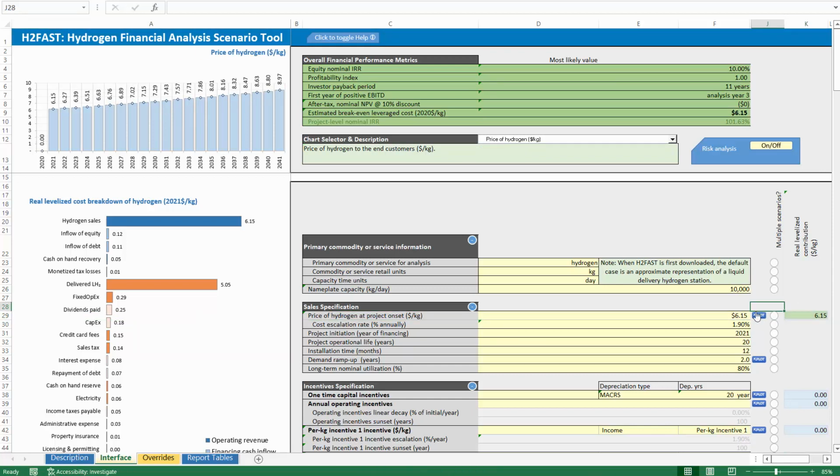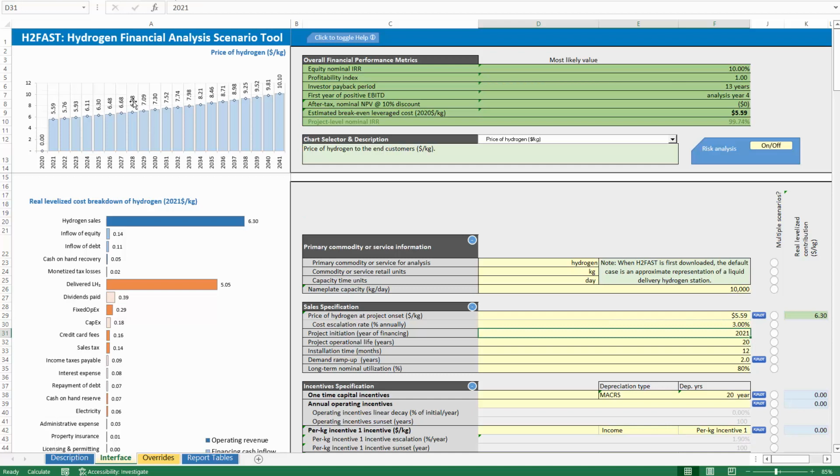So let's hit plot next to it. You'll see that we start, the price is set to first year price of $6.15, which is the recommended value, and then it's set to escalate at 1.9%, or in this case, it's set to inflation. Anything in yellow cells is user input. It can be left blank if a particular parameter is not relevant. So even though it says inflation here, we can say we want to escalate the price, let's say 3%. You'll see that impact on the price.